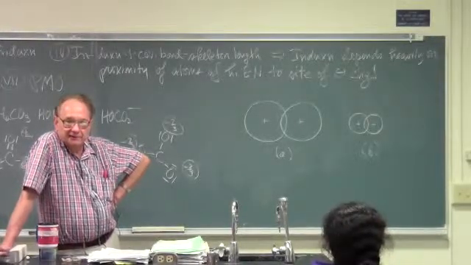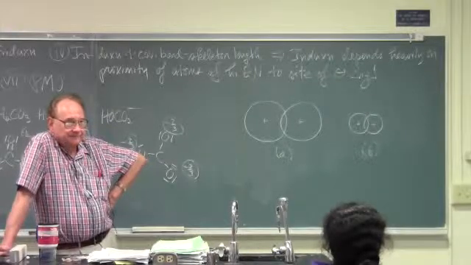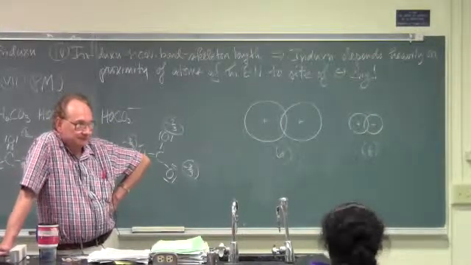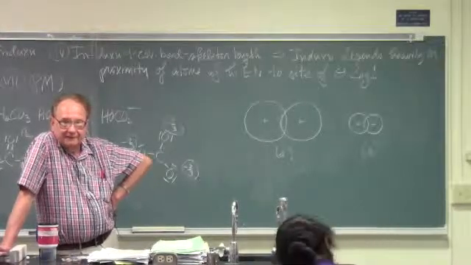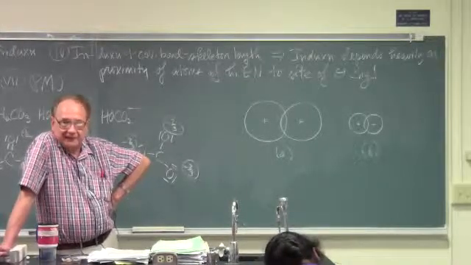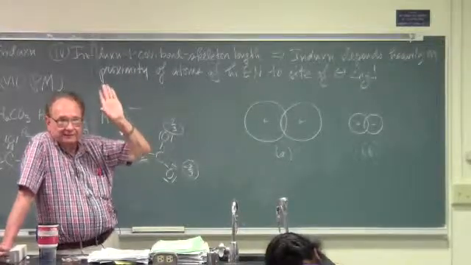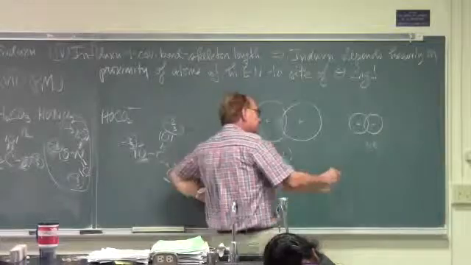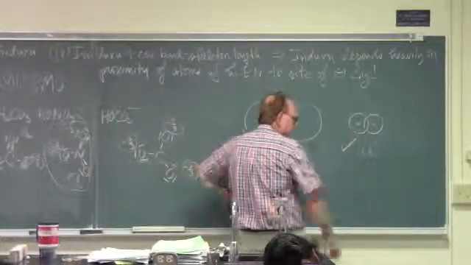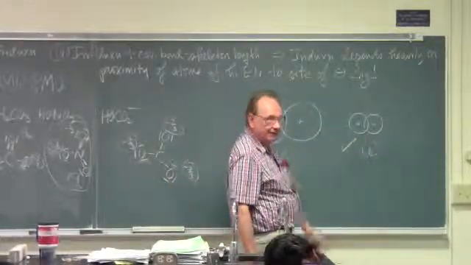Which is the stronger bond? B. I got another vote for B. I'll vote B as well. B. We got more votes for B. Anybody want to vote for A? All right. This is correct. Now then, why is this the stronger bond?